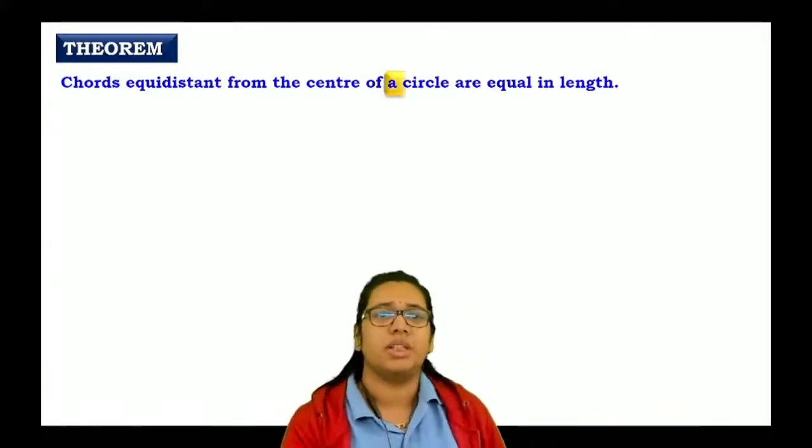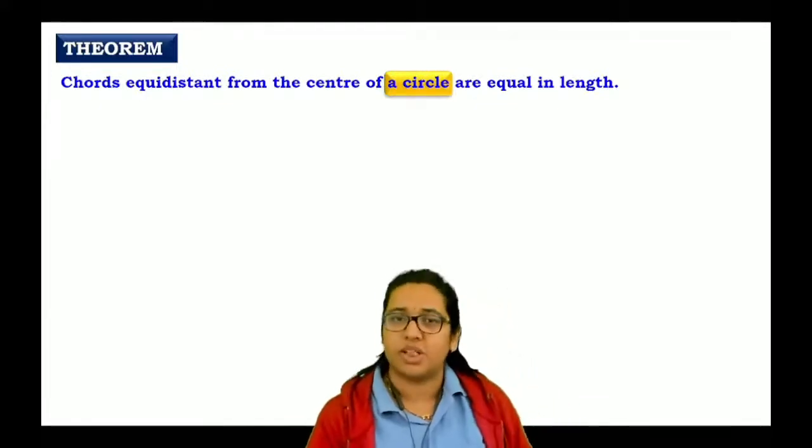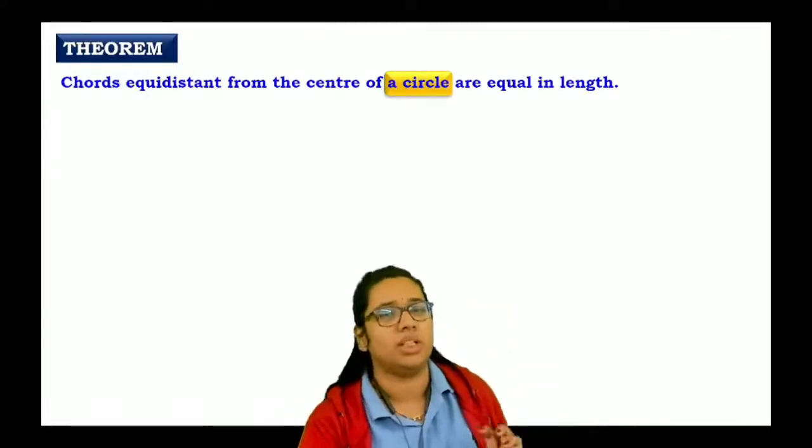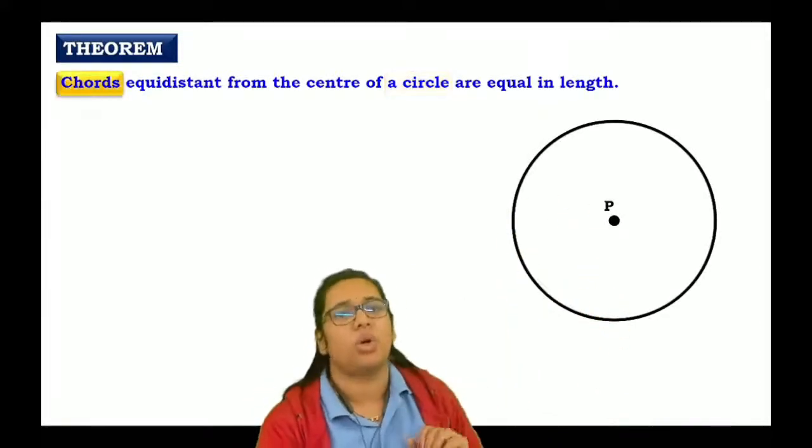Now, obviously, the converse part: chords equidistant from the center of a circle are equal in length. So first of all, we'll consider a circle and two chords in it.